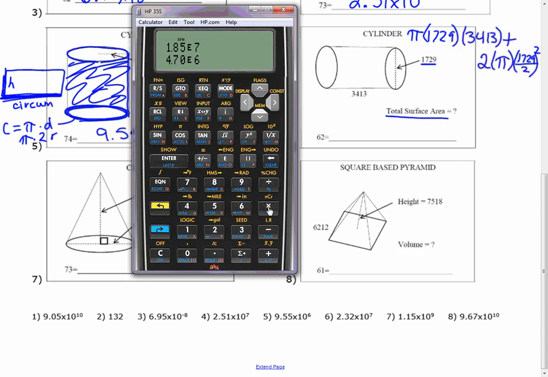We already had the area of the lateral surface area in there. So we can just hit plus. And we'll add those two parts together. So we get a total surface area of 2.32 times 10 to the 7th.